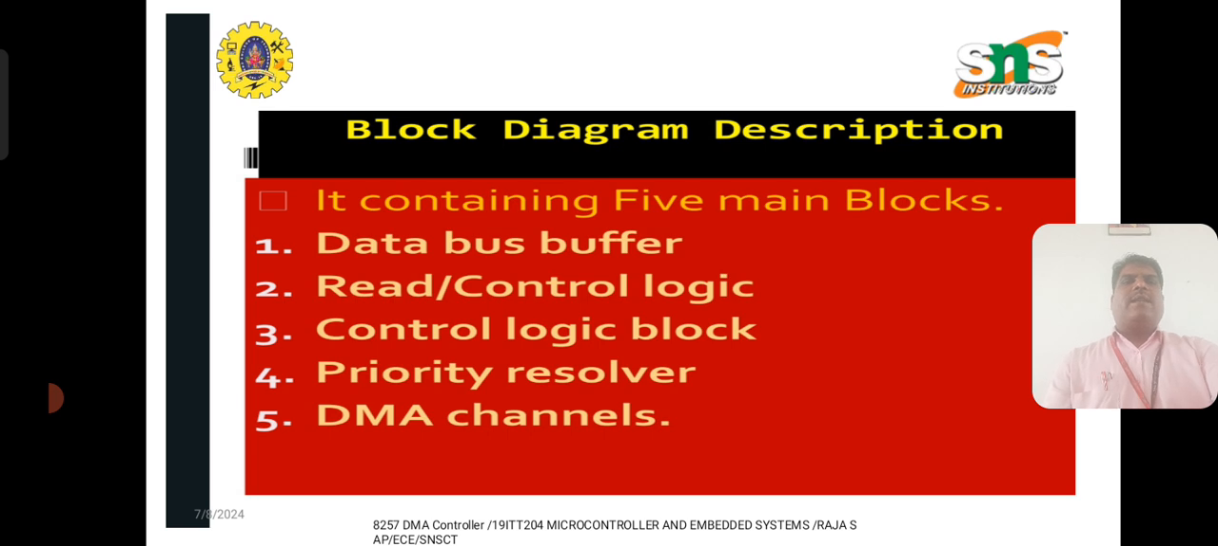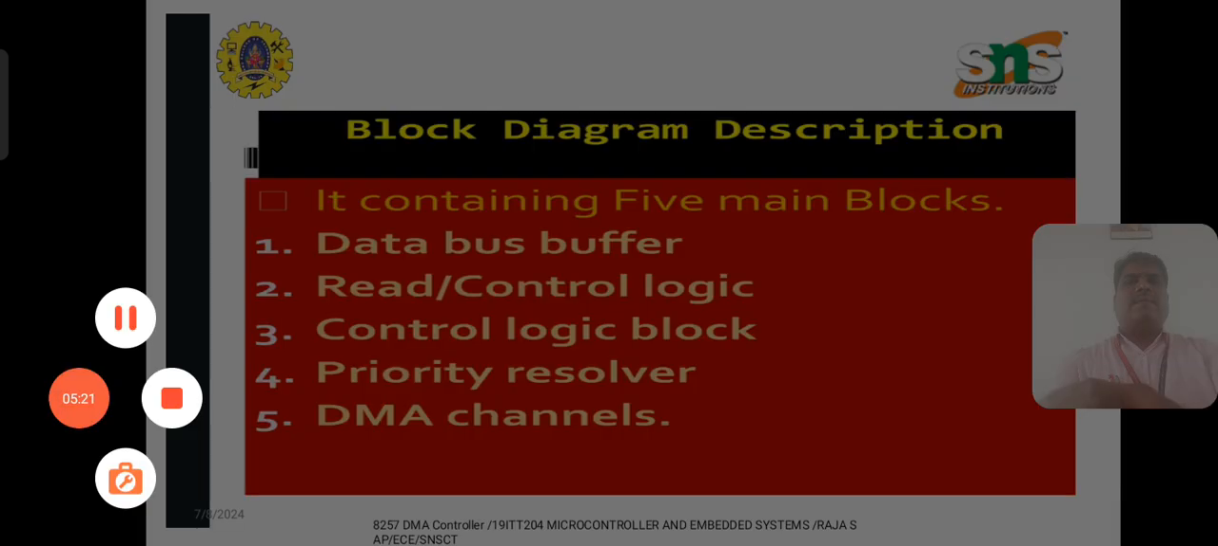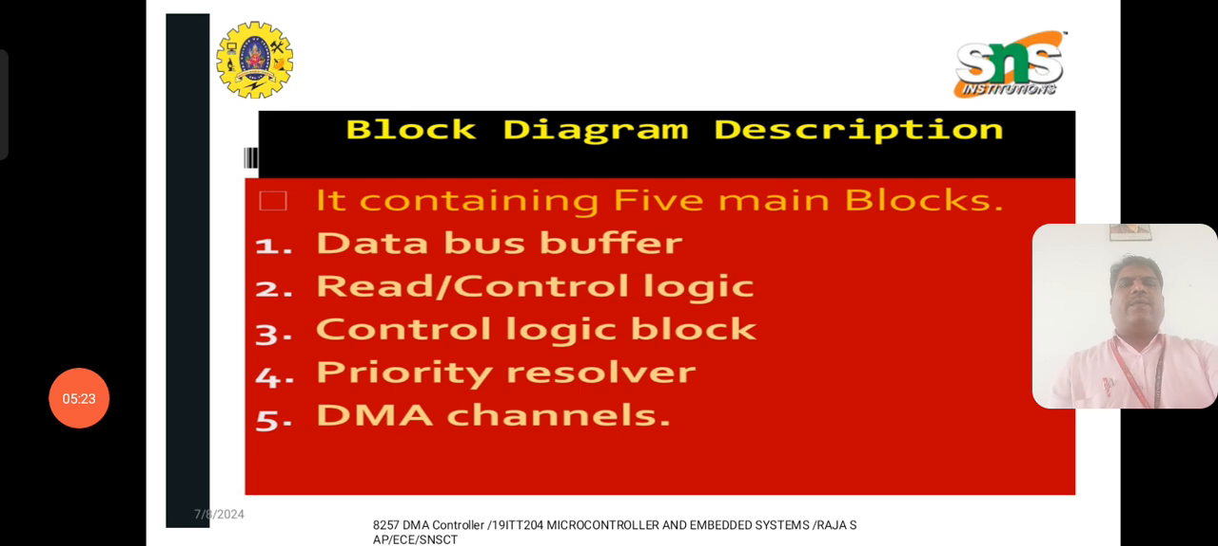The block diagram contains five main blocks. One is the data bus buffer, the second is the read control logic, the third is the control logic block, the fourth is the priority resolver, and the fifth is the DMA channels. In this YouTube video, I discussed the main use of the 8257 or 8237 DMA controller, and how it directly accesses the memory from a microprocessor. In the next YouTube video, I will discuss in detail the important main blocks of the 8257.